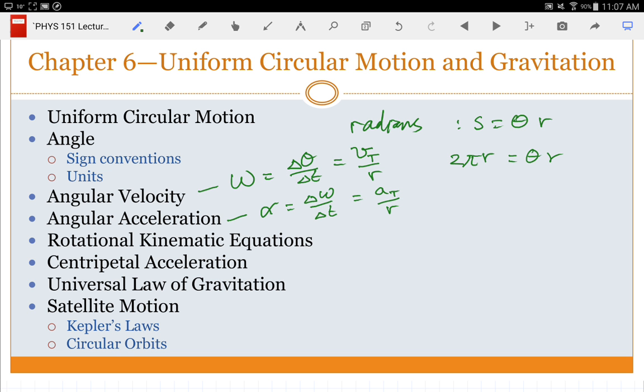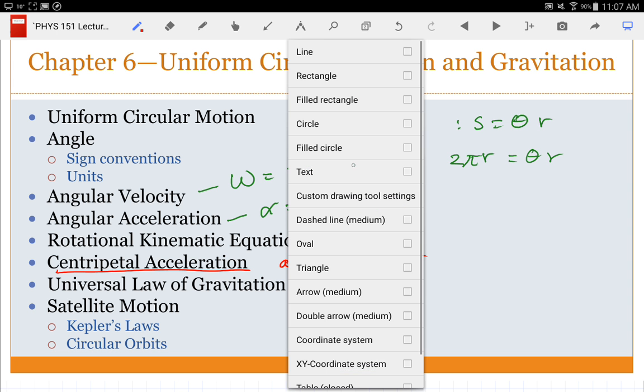Now, don't get that tangential acceleration confused with the acceleration necessary to go in a circle. What do we call the acceleration necessary to go in a circle? The centripetal acceleration. And the centripetal acceleration, a_c, is equal to v squared over r, or omega squared times r. And that acceleration is, as the word centripetal means, toward the center of the circle, which is perpendicular to the tangential direction.